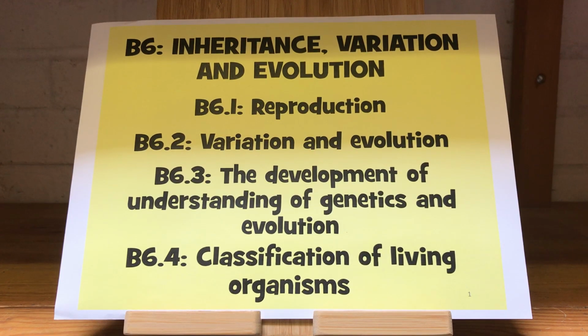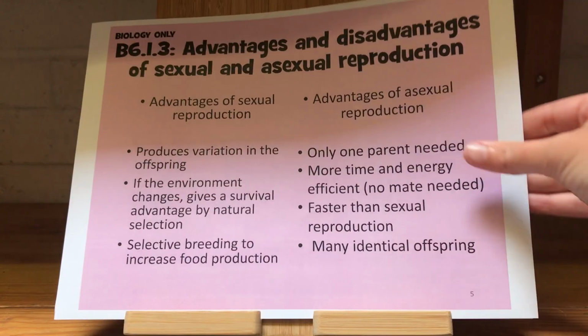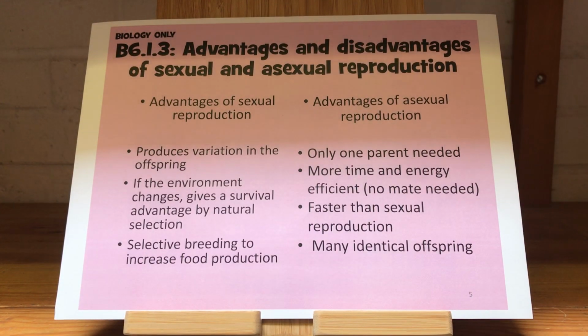This is a B6 triple science booster pack. So this video works well after watching the B6 in a nutshell, which is all the double content, and then you can use this to boost up for the triple content. First thing we're going to look at, we talked about asexual and sexual reproduction. Now we're looking at the advantages of each.